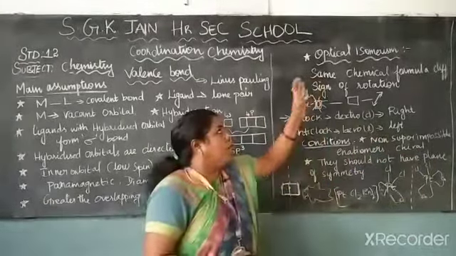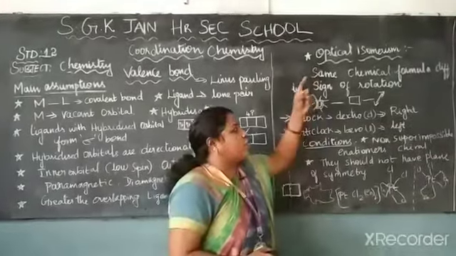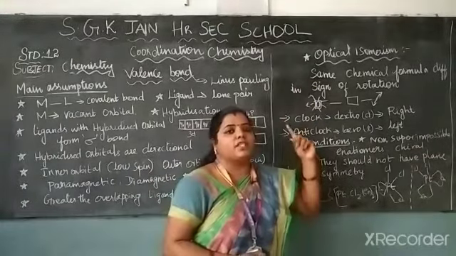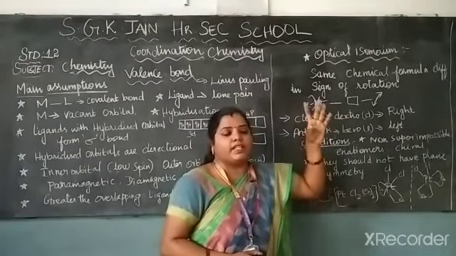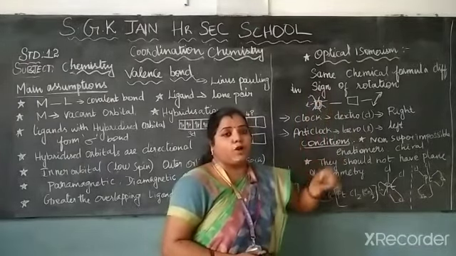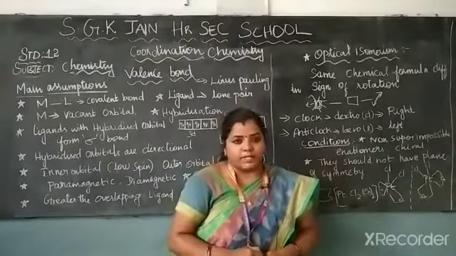So this is about optical isomerism. Why is it called optical isomerism? Because it is about the behavior of light. We are learning about light. That is why this property is called optical isomerism.